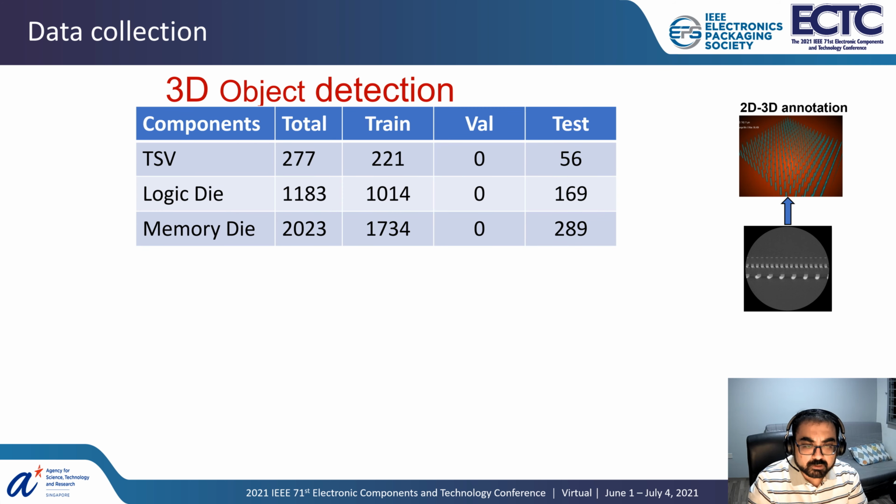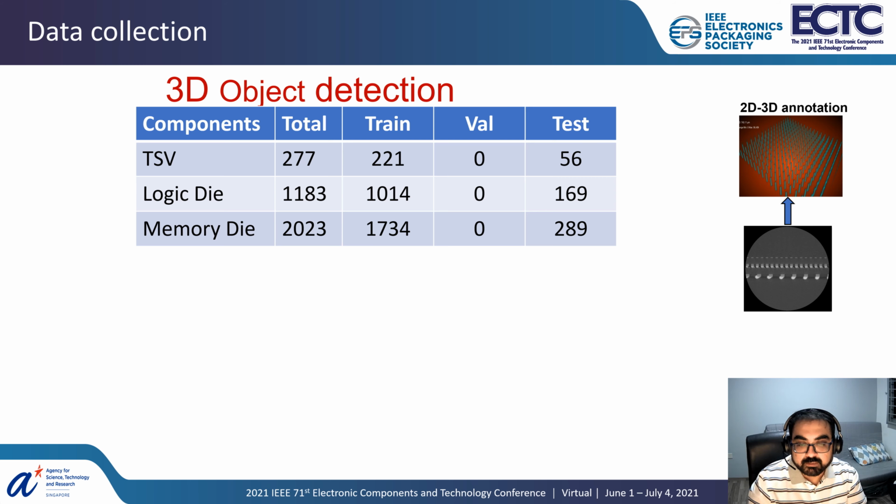So for our work, we basically collected data for TSVs, logic die, and memory die. While we have a lot of unannotated data, annotation is an expensive process. It takes time. Hence, for TSVs, in total we annotated 277 TSVs, out of which 221 were used for training and the remaining for testing. For logic die, we had about 1,000 for training and 170 for testing, and memory die about 1,700 for training and about 300 for testing, summing up to 2,000.